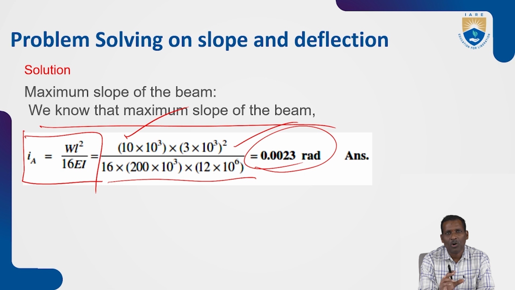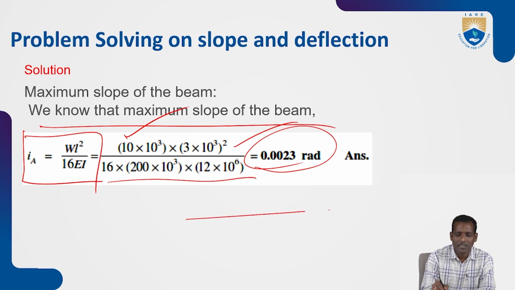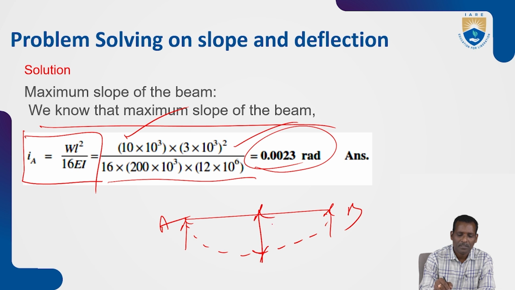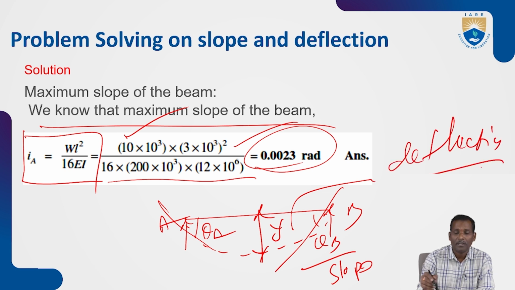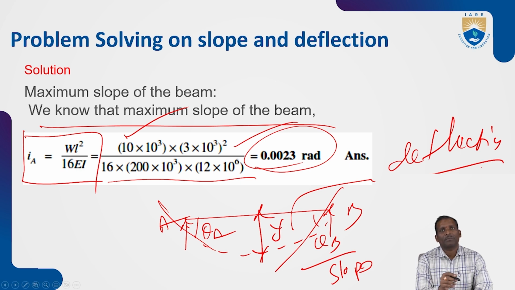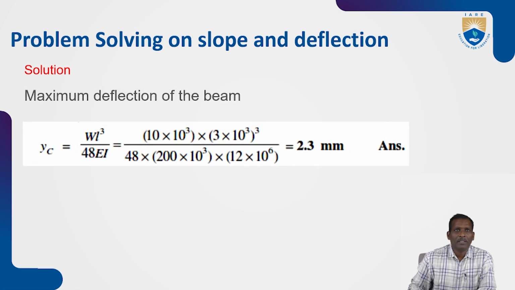Similarly, the deflection: how much is it deflected? Suppose the beam between points A and B is deflected like this. That is the Y value, how much it has deflected. Theta A and theta B are the slopes, and this one is the deflection. We have already learned these; once again recall those theories and apply them here. And the maximum deflection of the beam.